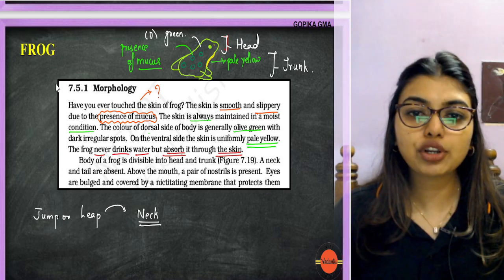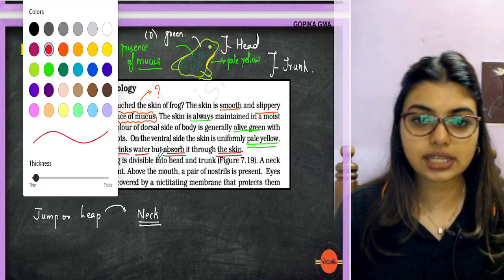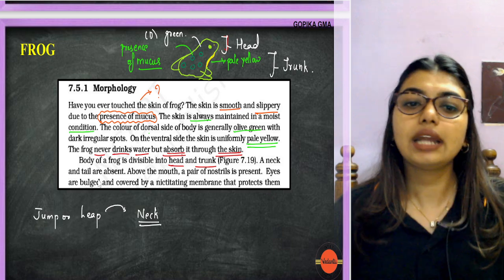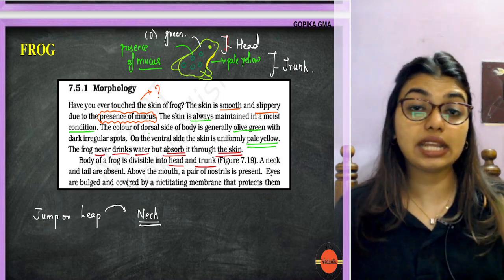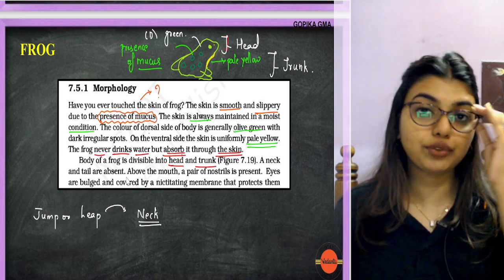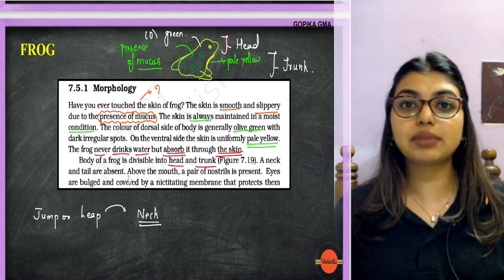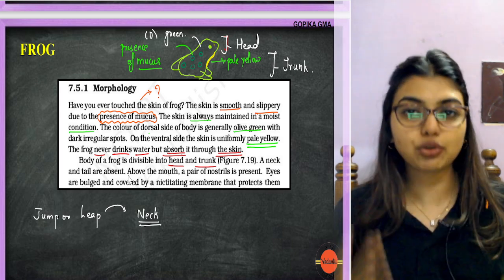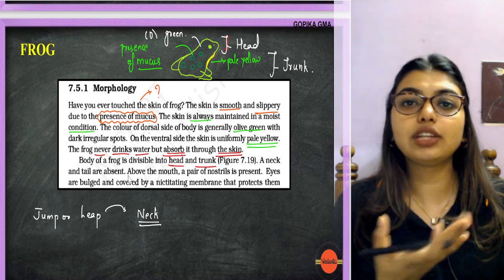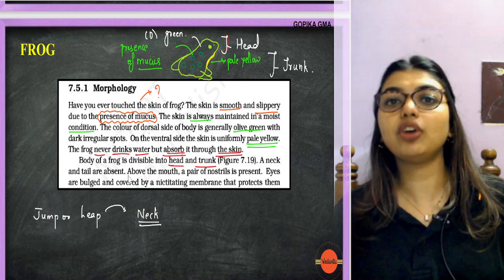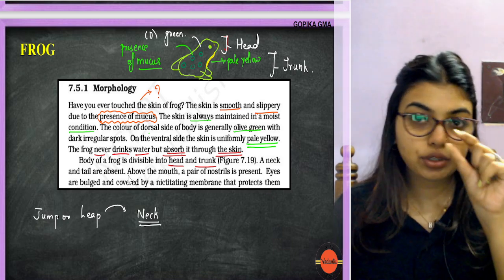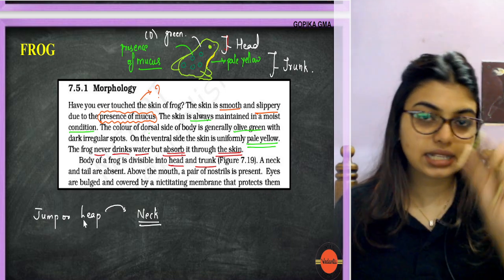Got it? Now the body of the frog is divisible into head and trunk. Yes ma'am, we understood head and trunk. A neck and tail are absent, but a tail is present in the case of a tadpole. If all of you remember the Mr. Bean episode, where he brings a lot of tadpoles thinking it is some other beautiful creature, and puts them in the tub, and notices that his entire apartment is full of frogs. That tadpole has a tail, right?